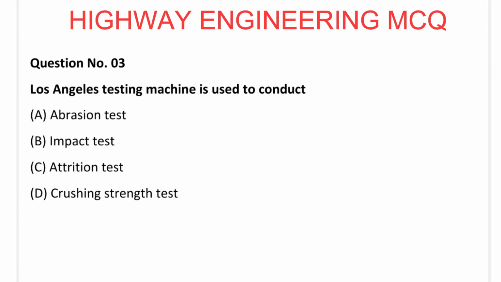So next question, Los Angeles testing machine is used to conduct the A, abrasion test; B, impact test; C, adhesion test; D, crushing strength test. So the answer is abrasion test. So we can use the Los Angeles test to find out the abrasion of the aggregates.